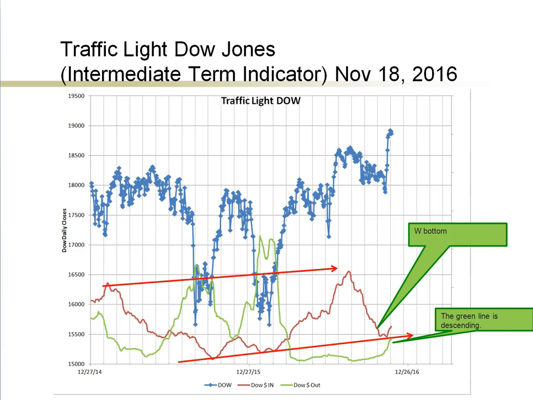Here are two bullish views on traffic light Dow. There's a W bottom, and the green line is ascending, and the red line, as the arrow points out, the bullishness is intact.